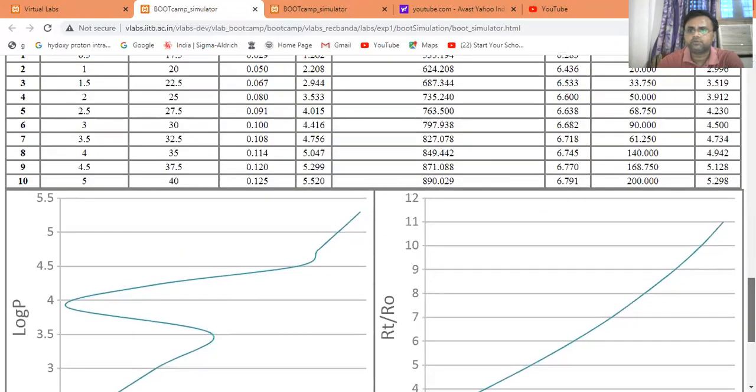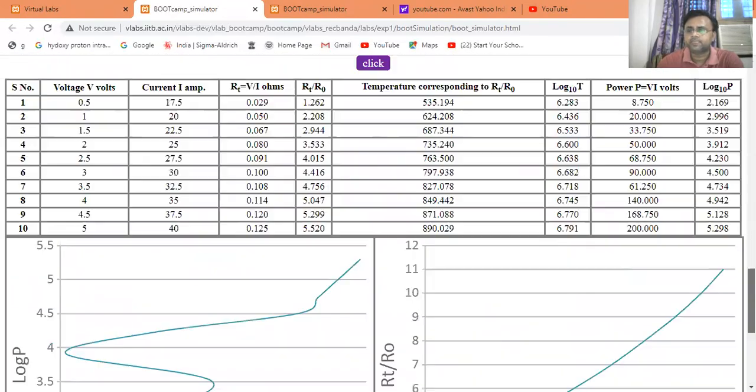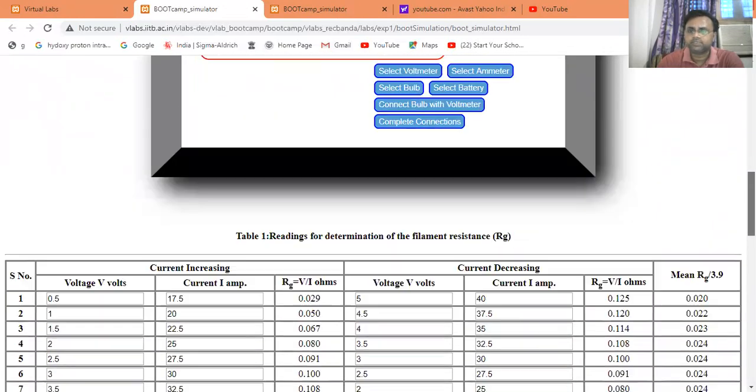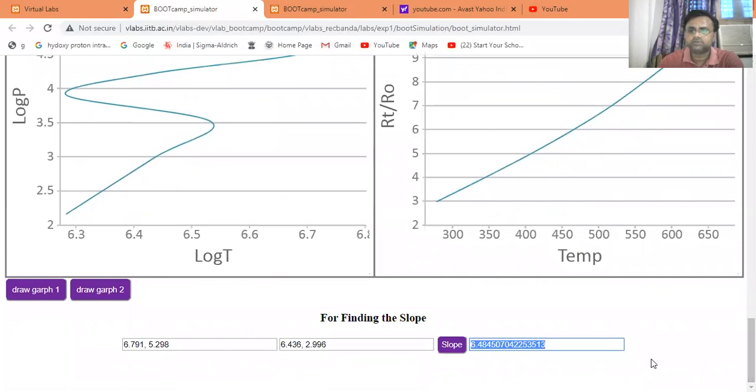Okay, so this is the process in which you can perform Stefan's law by the electrical method.